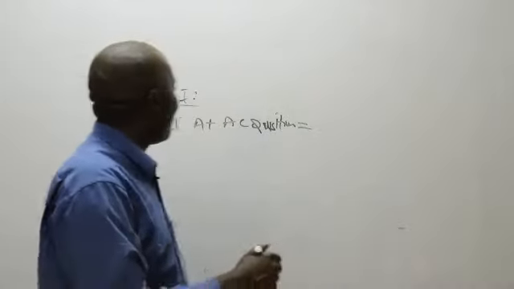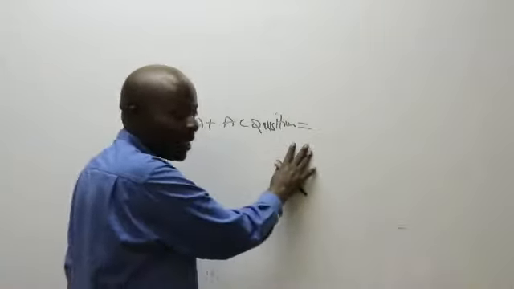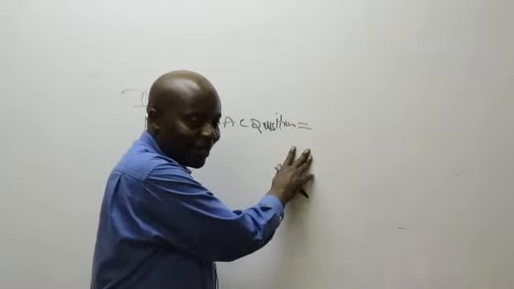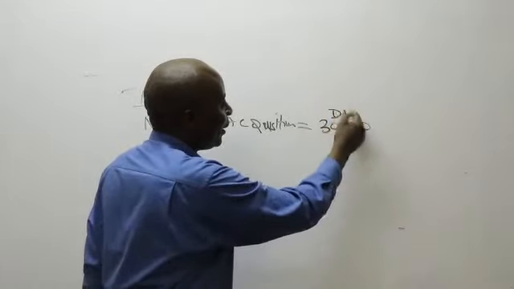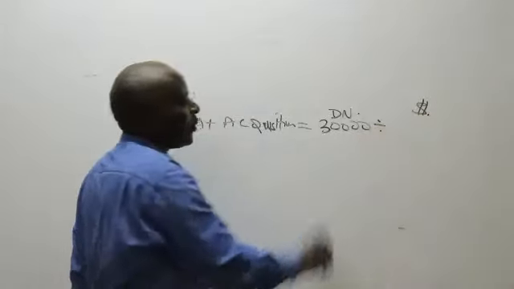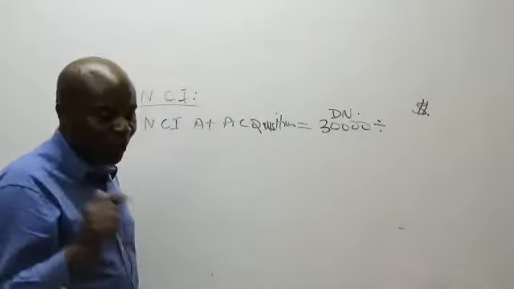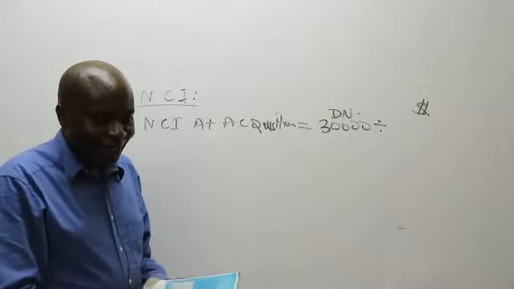Thank you. Sasa turudi hapa. NCI, ebu sana nipatini figure haraka haraka. NCI at acquisition ni ngapi? NCI at 30,000 DN. But now I want to translate this to dollar. So how do I translate? Which rate should I use? 4, 3, or 2?